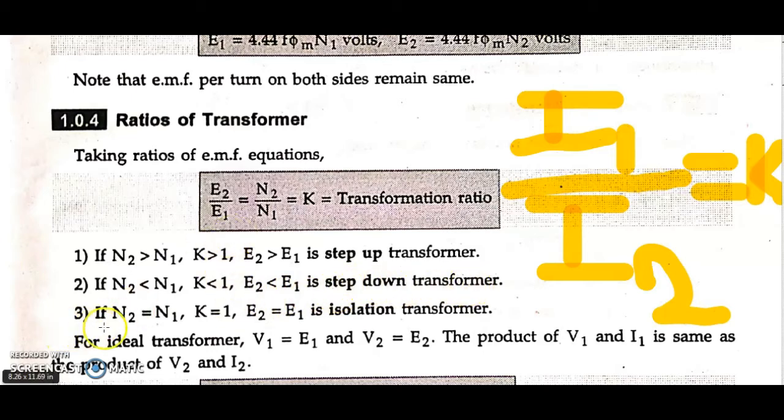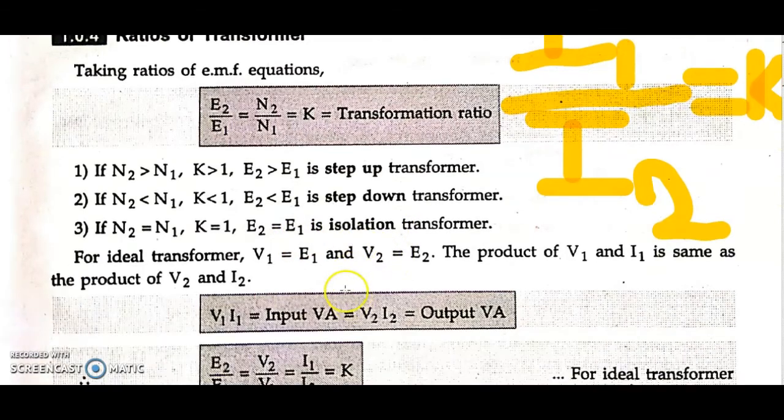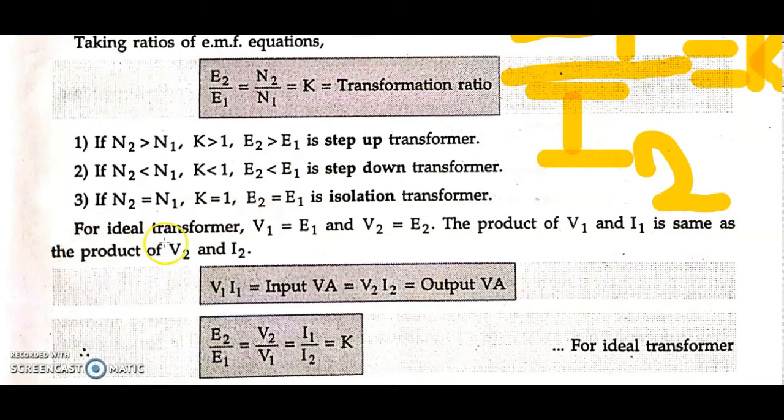The third case is very simple here. If N2 and N1 are the same, that is, the number of turns on the primary as well as the secondary are the same, then they get cancelled and K is equal to 1. Then E2 will be equal to E1. So this is what we call an isolation transformer. In that case, the secondary EMF E2 and the primary EMF E1 will be equal to each other. And again, this is for an ideal transformer.